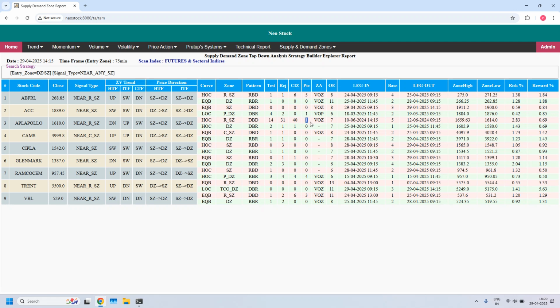Apollo is also not valid because it is a pierced zone. CAMS is having a high liquidity zone. Trent is having a high liquidity zone. And VBL is not valid. It is already pierced 3 times. Maybe those who are having interest, you can also look into this pierced zone to find any pierced zone strategies. Okay, but we have two valid high liquidity 75 minute supply zones from this list. So with this we have completed identifying high liquidity zones from daily and 75 minutes time frame.